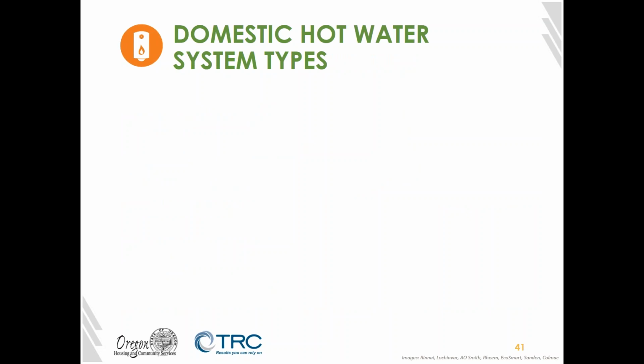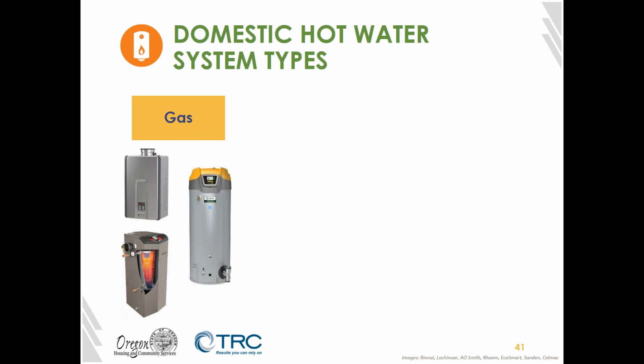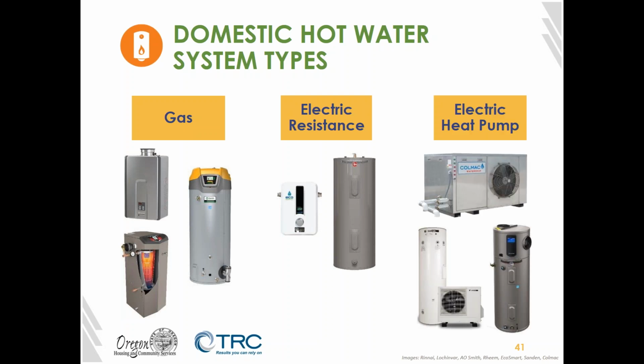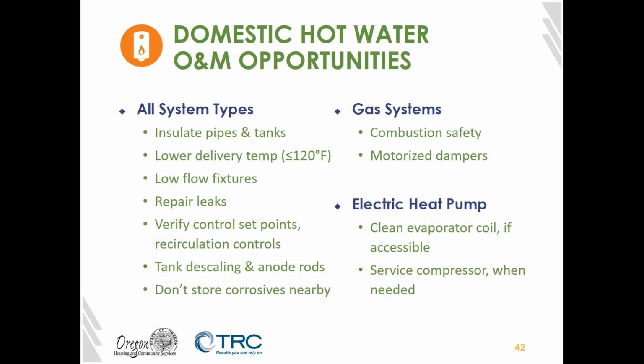Well, that's all we have for questions. Okay, so moving on to domestic hot water. We have a lot of different types of domestic hot water systems. You might have a gas-based water heating system. You could have electric resistance-based water heating systems, or increasingly, we're seeing folks move to electric heat pump-based systems, which are the most efficient type of water heating system you can use.